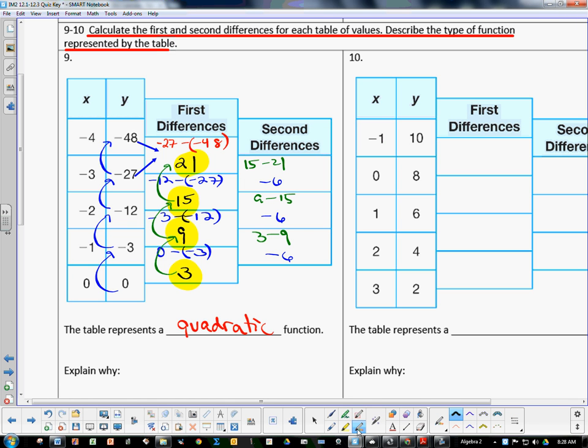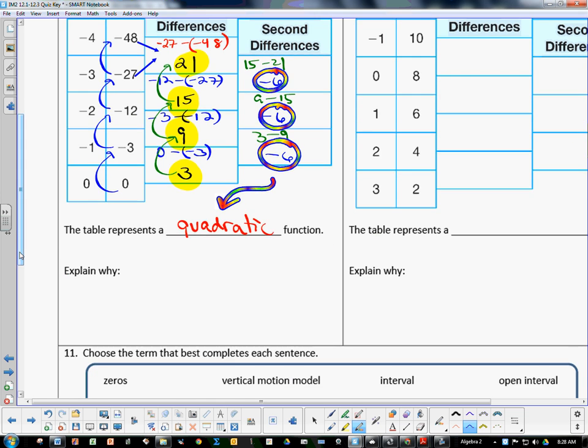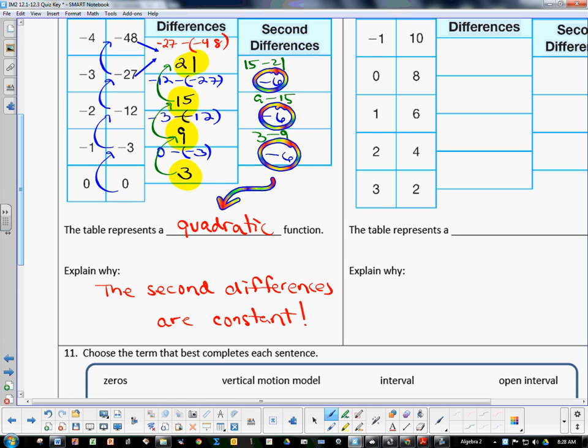What are we talking about? You want to follow this video? See how these are all -6? We say that the second differences are constant, meaning they're all the same. If the second differences are all the same, you have yourself a quadratic function. And I will say right here in my explanation, the second differences are constant. If you put the same, totally fine.